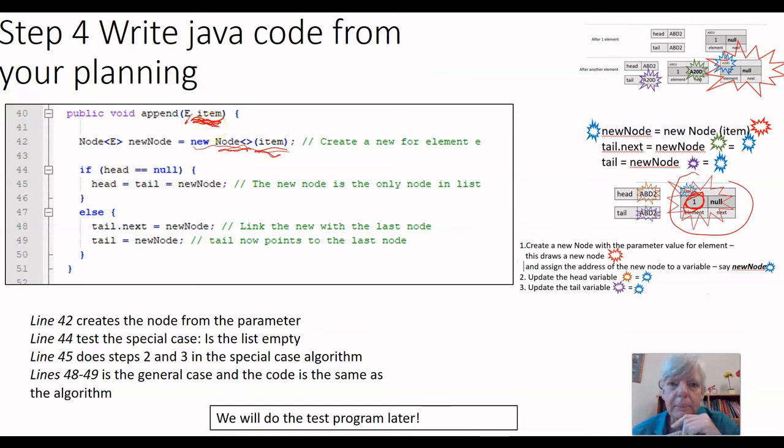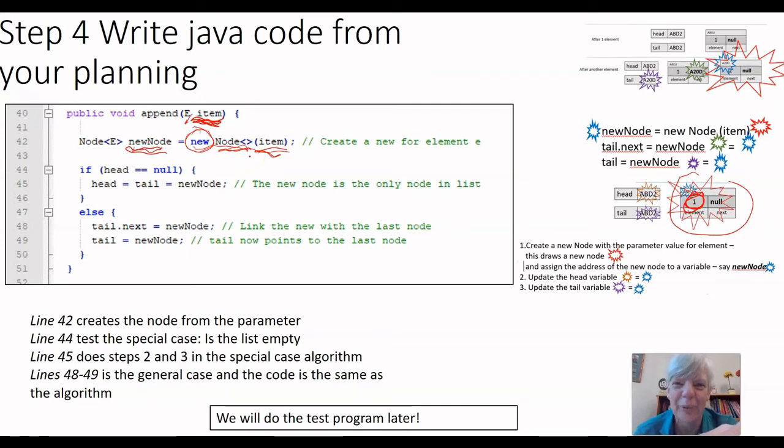It's its own parameter. Okay, so item is the variable sent as a parameter to the constructor of the node class. And it returns an address of the starting position of the new node, and that address is stored in new node. It also instantiated the two instance fields of the node class, which are element and next.